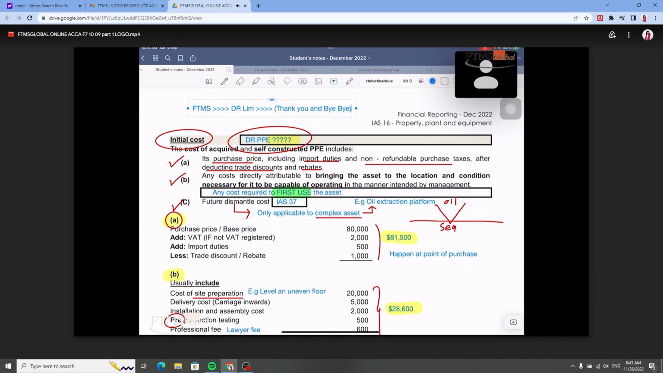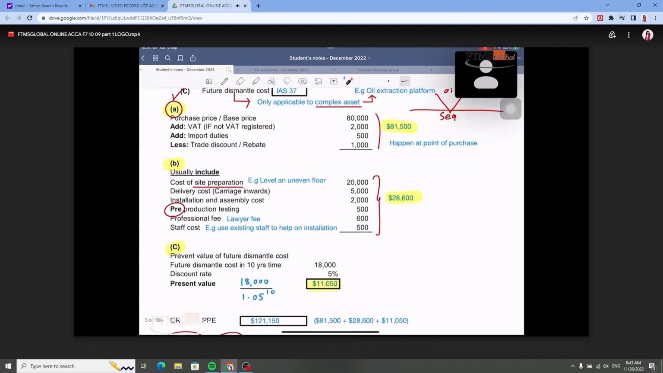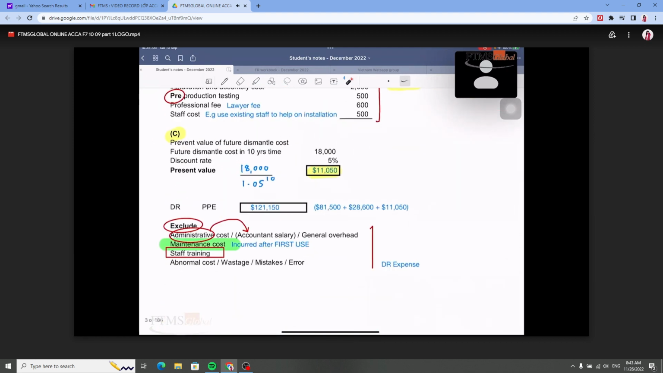So the staff training is not probable, because your staff can resign at any moment. That's the reason why you exclude staff training: you fail the criteria of this probable test. Your staff can leave anytime. Unless your staff signs a lifetime contract, then okay, you can debit to PPE. But I don't think there's a lifetime contract now. So that's the reason why you should exclude staff training.